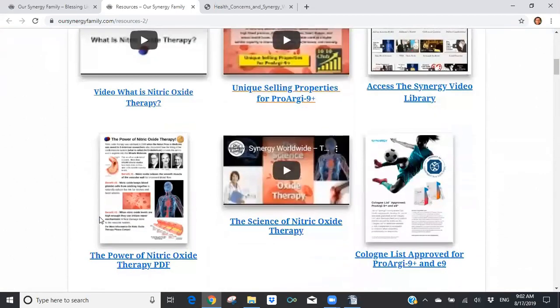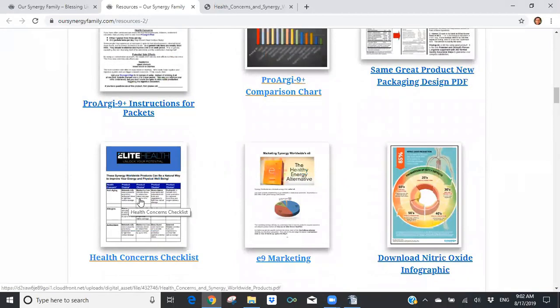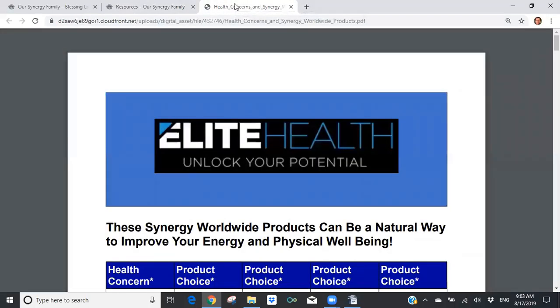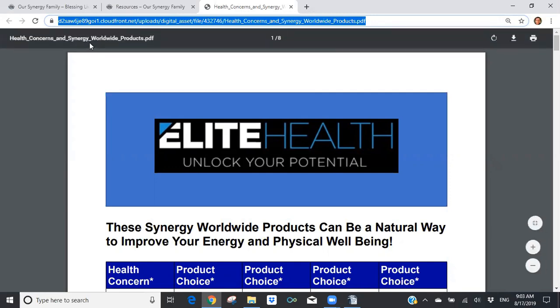What is nitric oxide therapy? And then we also had the tool, The Power of Nitric Oxide Therapy, the PDF that I showed you in the same presentation. Both of those are available to you now. They're on the resource page of our Synergy Family website. And as you continue to scroll down past the instruction sheet, you see this image called Health Concerns Checklist. And if you click on it, it opens up a PDF. You can always download this PDF to your computer. You can always copy the URL address and send it to someone in an email. We'll take them then to the same page that you're looking at.